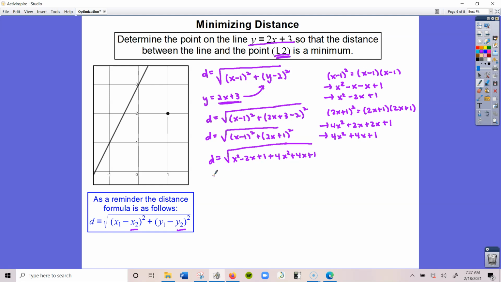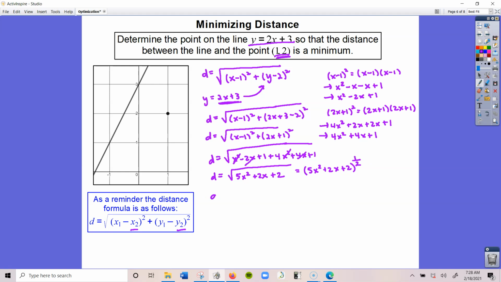And now we're going to combine like terms. So we have x squared plus 4x squared, which is 5x squared. Then negative 2x plus 4x is plus 2x, plus 2. Now since I'm going to take this derivative, I'm going to rewrite this with the rational exponent. So that would be 5x squared plus 2x plus 2 raised to the 1/2.